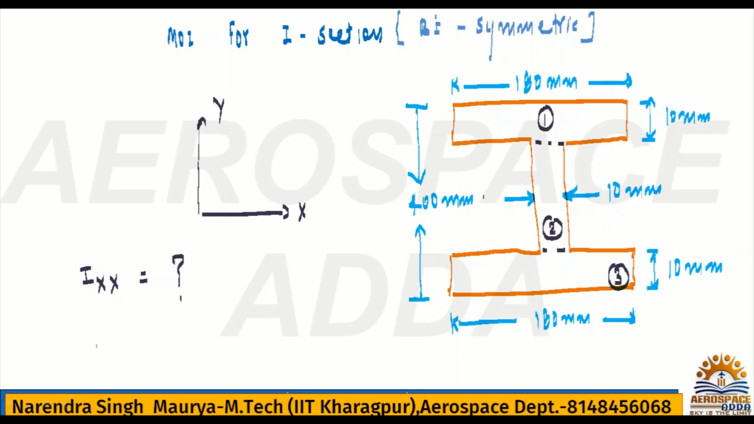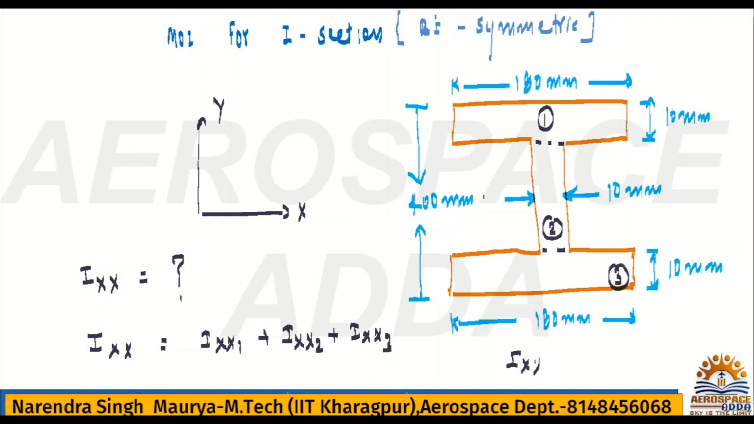So my point is, the total moment of inertia about the x-axis will be Ixx1, Ixx2, Ixx3. And yes, you are right, Ixx1 and Ixx3 must be the same, no doubt about it. Now we have to work on it and see what value we are getting.